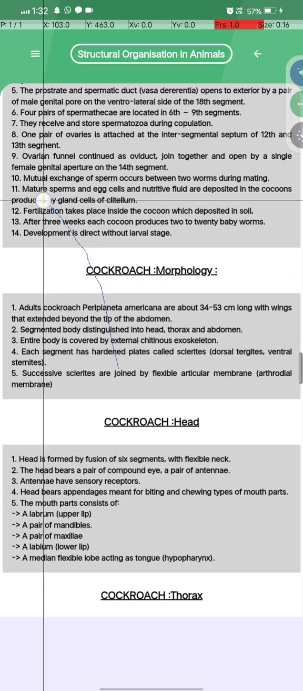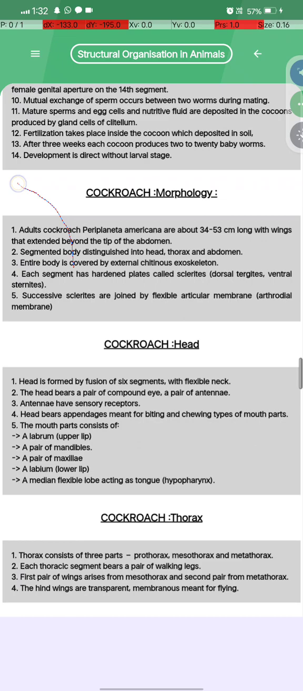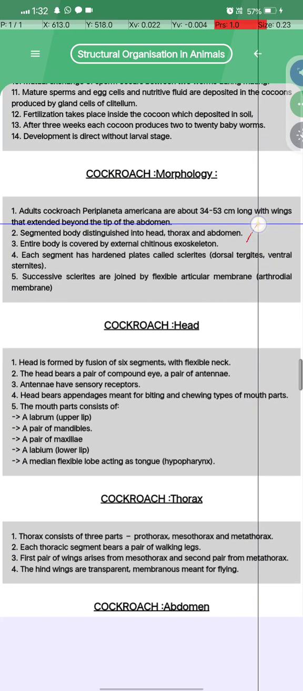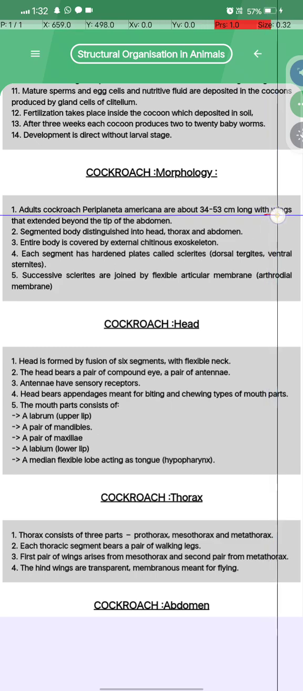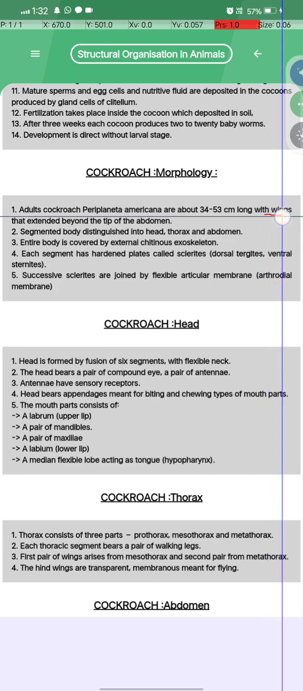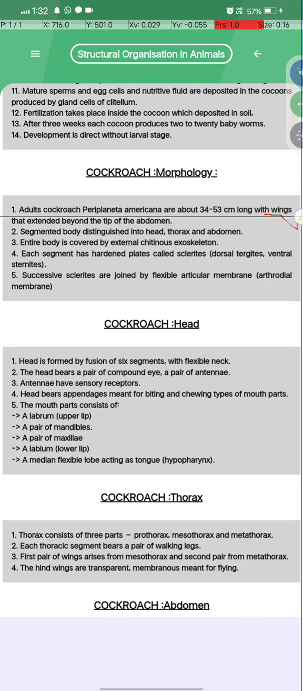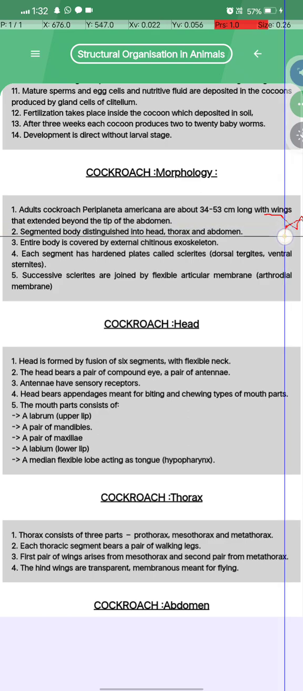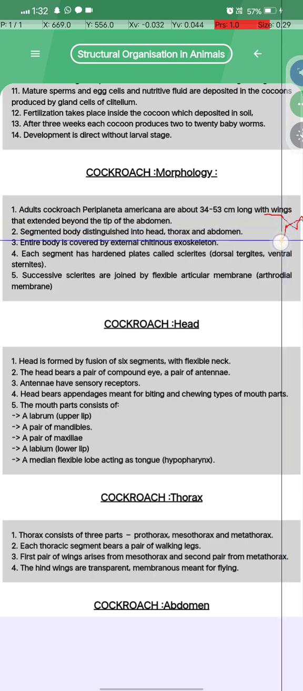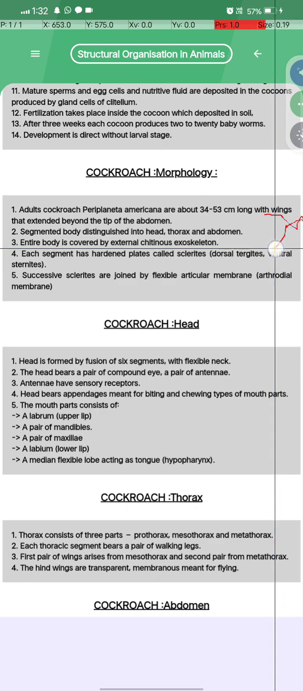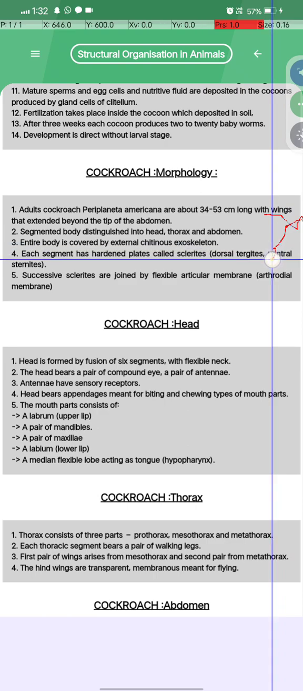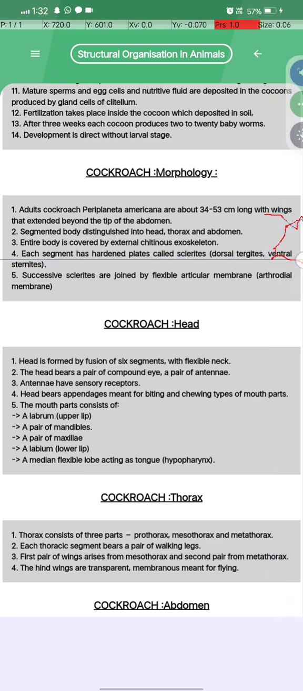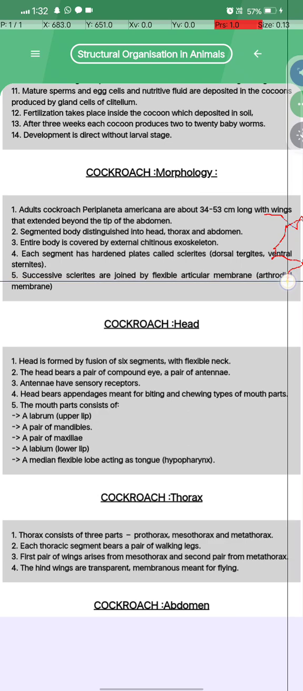Now let's look at the cockroach. Cockroach morphology. The adult cockroach, Periplaneta americana, is about 34 to 53 centimeters with wings extending beyond the tip of the abdomen, and the segmented body is distinguished into head, thorax and abdomen. The entire body is covered by an external chitinous exoskeleton. Each segment has hardened plates called sclerites: dorsal tergites and ventral sternites.